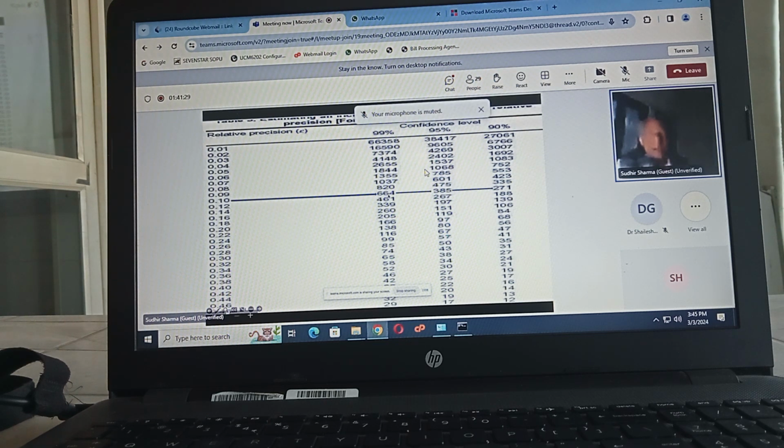is 664, and if the confidence level drops to 95%, the sample size drops to 385, and if it drops to 90%, it drops to 271.